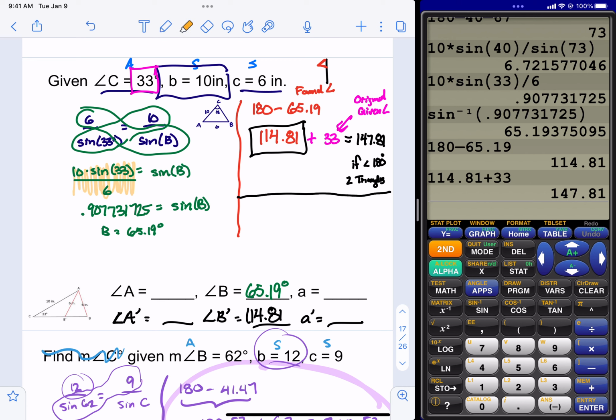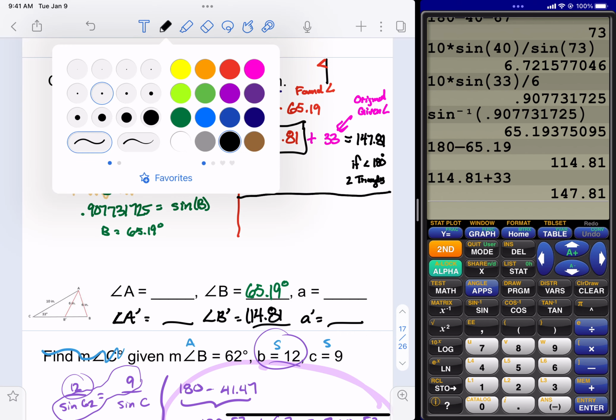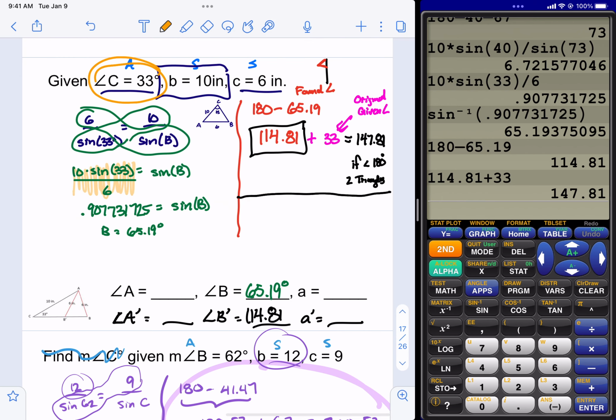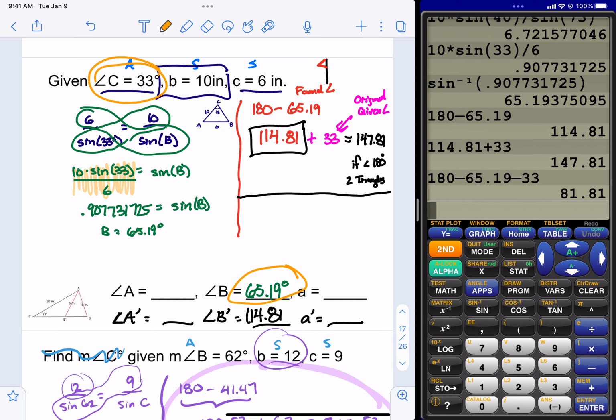So angle C is going to be consistent throughout this entire problem. So if angle C is 33 degrees and angle B is 65.19, then taking 180 and subtracting those two pieces would tell me that my missing angle would be 81.81. Now, officially, these two triangles that we're trying to figure out are separate from one another.